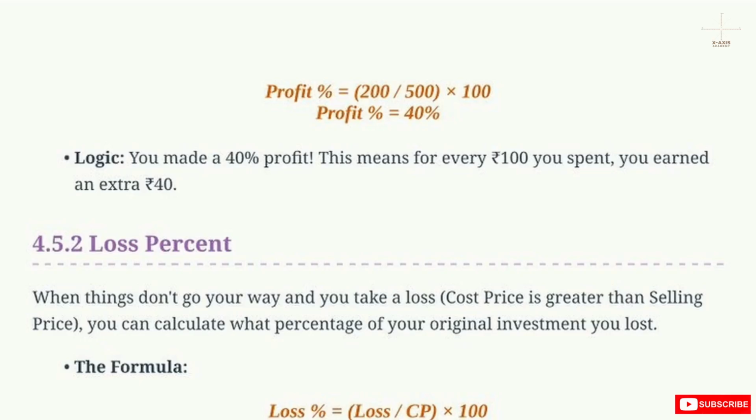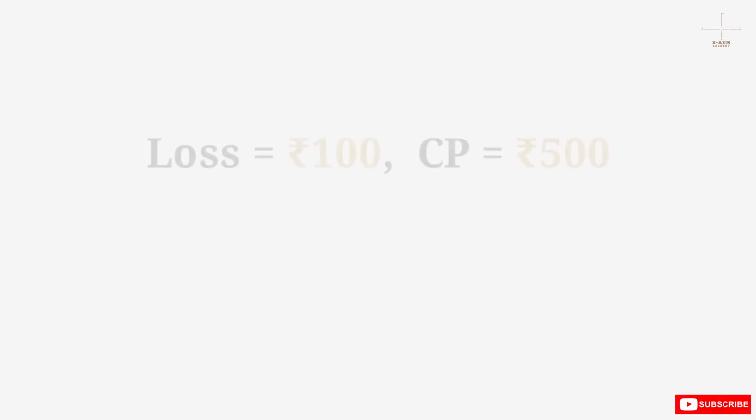We follow the golden rule. Profit and loss percentages are always calculated on the cost price because it's your actual invested money. In our sale, we divide the 200 rupee profit by the 500 rupee cost price, multiplied by 100 for a 40% profit. Now, try this yourself.